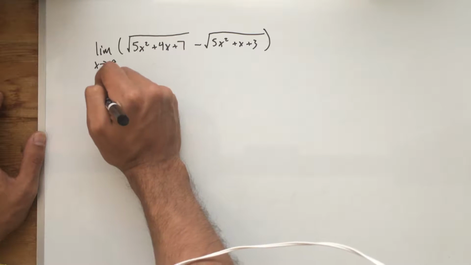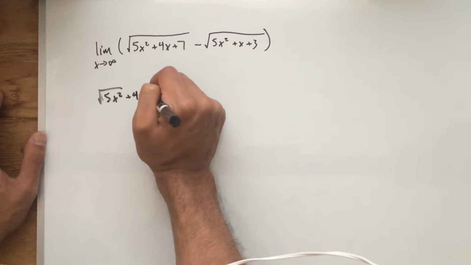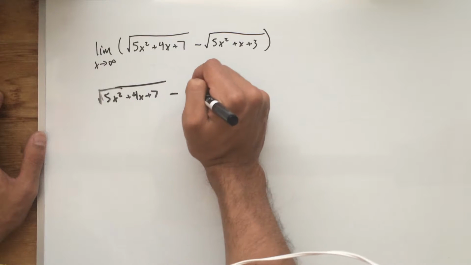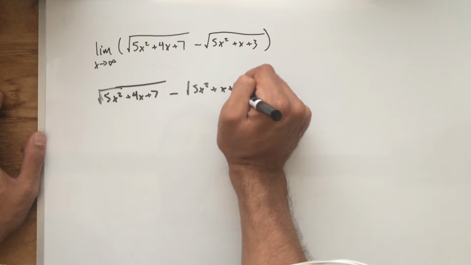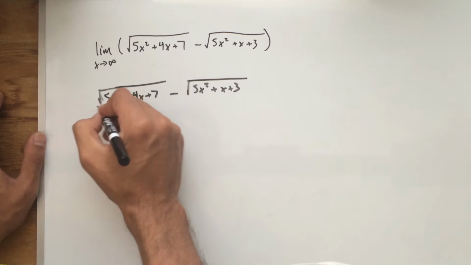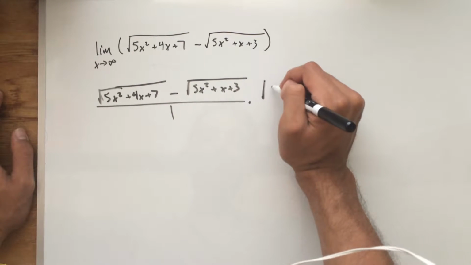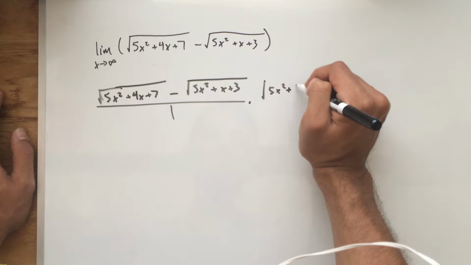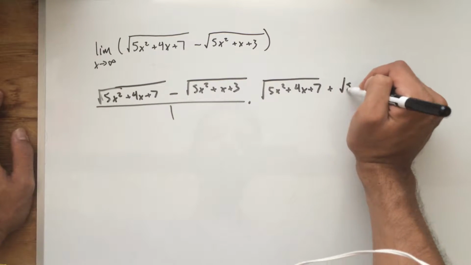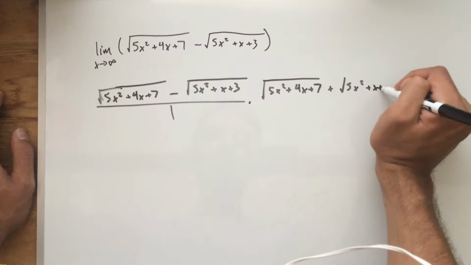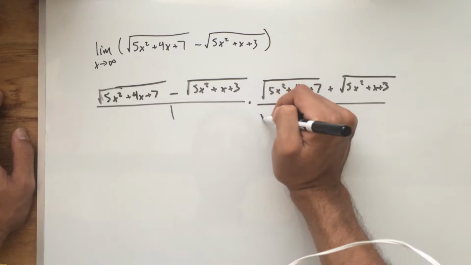So let's just look at the function. We have the square root of 5x squared plus 4x plus 7 minus the square root of 5x squared plus x plus 3, and we have the denominator 1. And we're just multiplying by the conjugate. So we have the square root of 5x squared plus 4x plus 7 plus the square root of 5x squared plus x plus 3, and the same thing on the denominator.